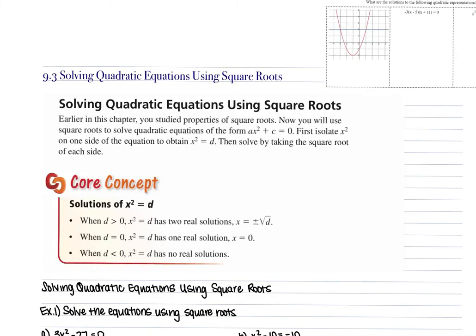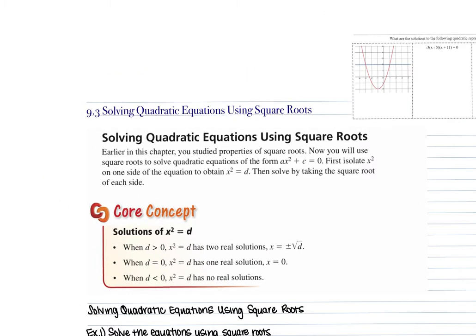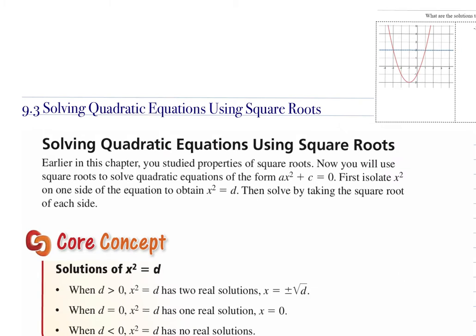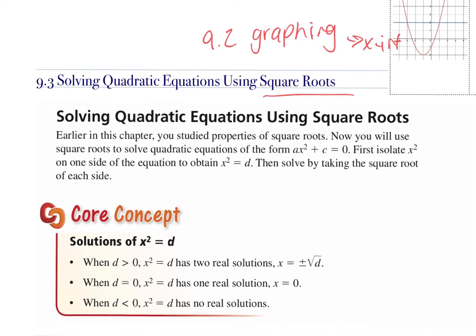Okay, this is solving quadratic equations using square roots. If you remember from 9.2, 9.2 was all about solving using graphing. So we're solving the same problems, but this time we're using square roots instead of finding where our x-intercepts are. Our x-intercepts of our graph told us where our solutions were, but now we're going to be using something called the square root method.